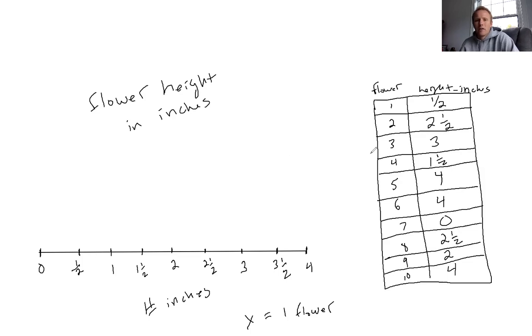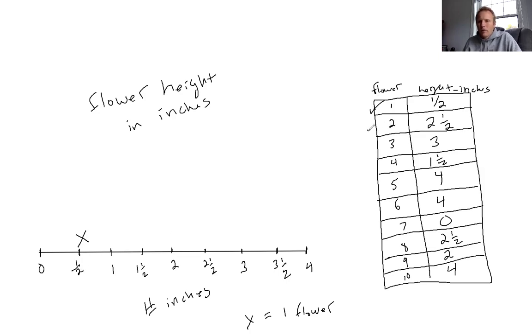Okay. So then we take the information on our table, and we say, oh, I can make a line plot with this. When you do that, you're not saying 1 1/2 flowers are a certain inch. What you're saying is a certain number of flowers are 1 1/2 inch. So I'm going to start with my top one and say flower number 1 is 1/2 inch. So I put an X there to show that at least one flower is 1/2 inch tall.